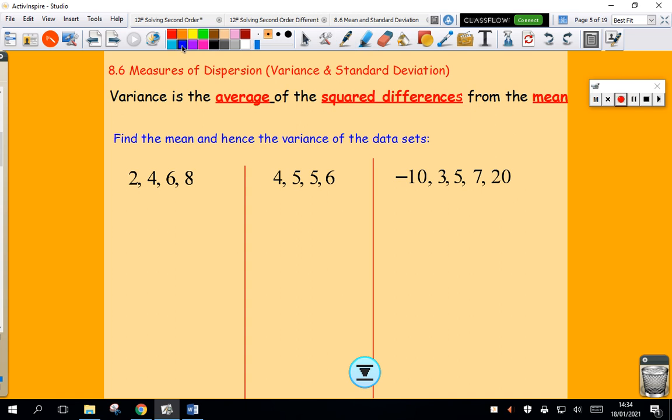So to find the mean, again, this is something we looked at before. We add up all the data points and divide by the number of data points. 2 plus 4 plus 6 plus 8, that adds to 20. Divide by 4, the number of data points. The mean here is 5. So the mean, I'm going to call it x bar, the mean is equal to 5.